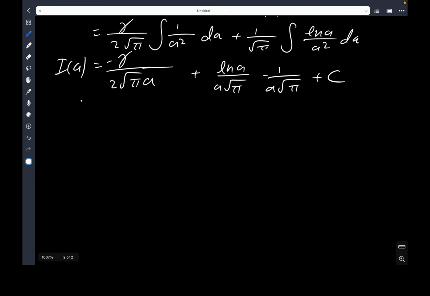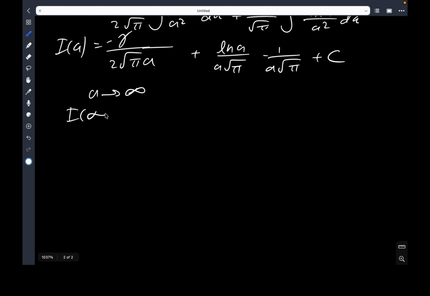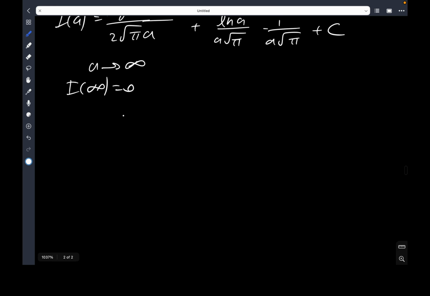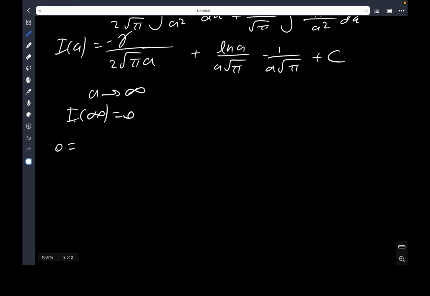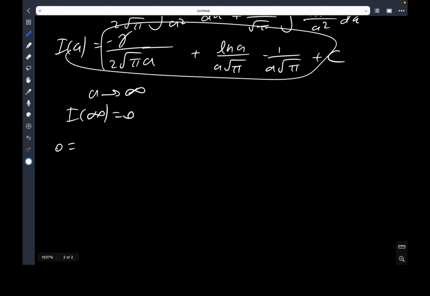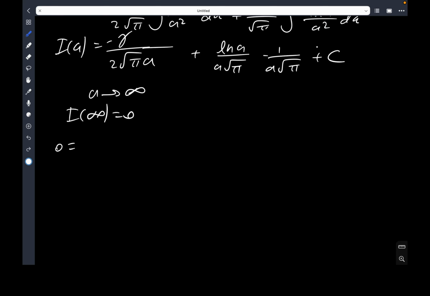Now to find this constant of integration, I'm going to let a go to infinity, and since I of infinity is 0, I can say 0 is equal to the limit as a approaches infinity, which is also 0. As a approaches infinity, this limit goes down to 0. So it is equal to 0 plus c. Thus c equals 0.